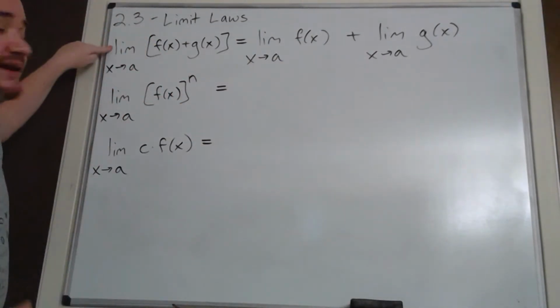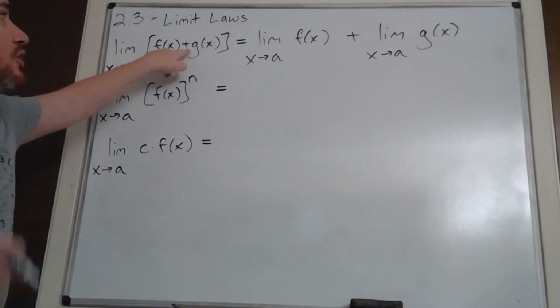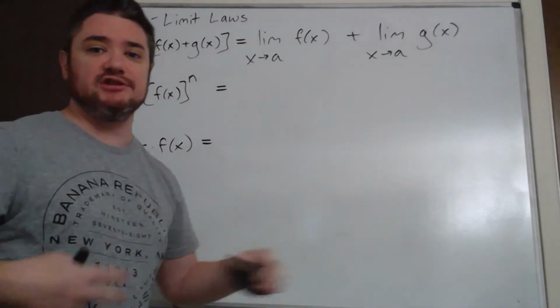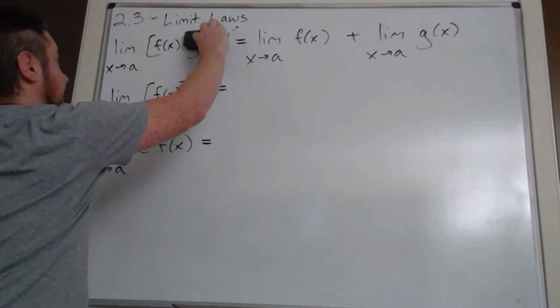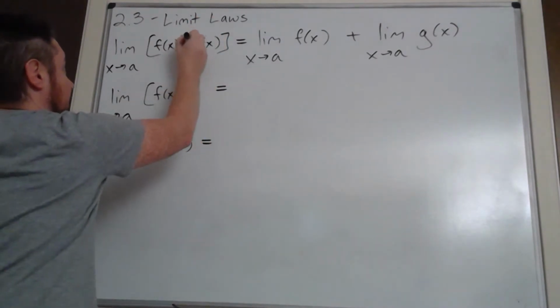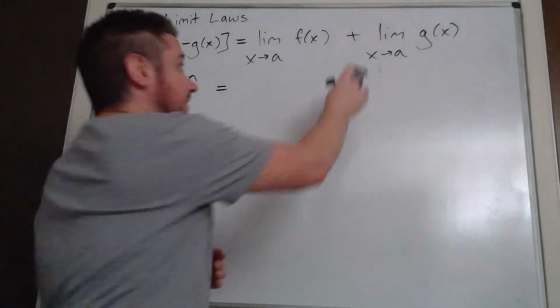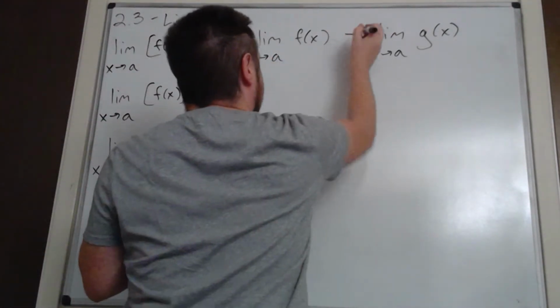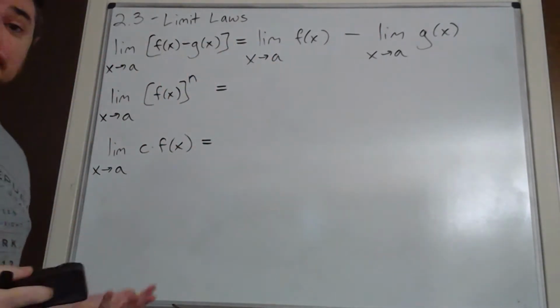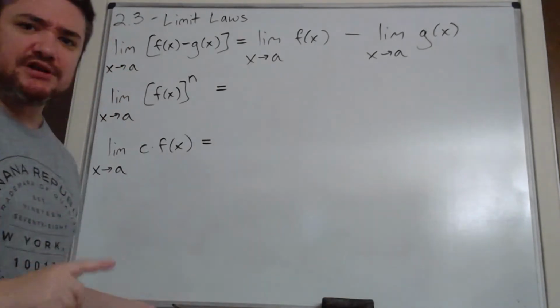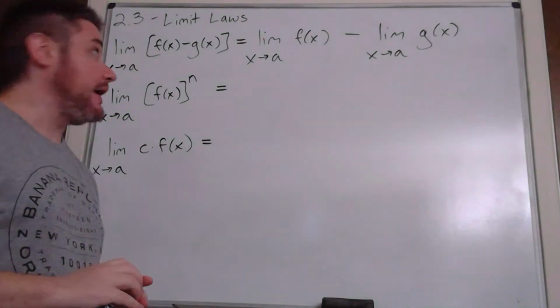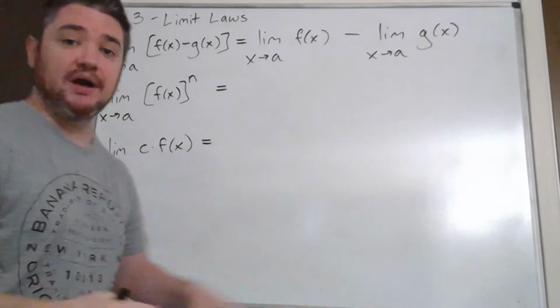So rule number 1 in that first table is for a plus sign. Rule number 2 is for a minus sign, so we can cover both of those rules together. If I changed this to a minus, if you're subtracting 2 functions, then that just says take the limit of the first one and then subtract the limit of the second one. It also works for multiplication and for division.